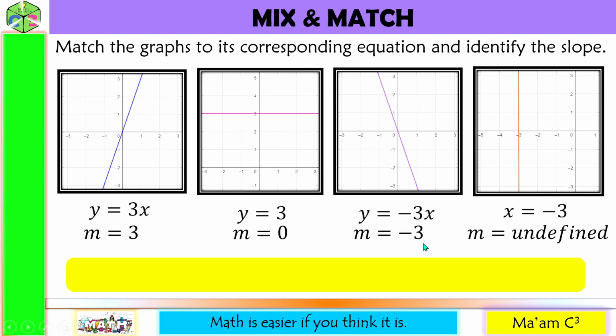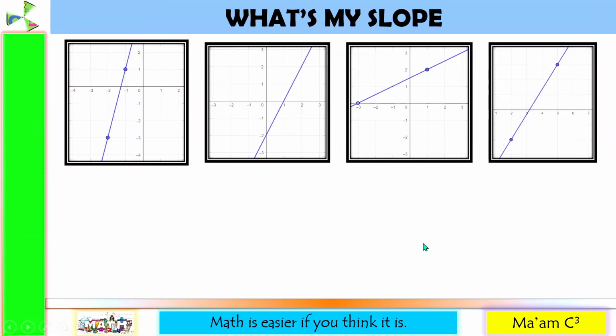Let's have another activity. What's my slope? Starting from this point, 1, 2, 3, 4 up and then 1 unit to the right, that is 4 over 1, m is equal to 4. This line starts from the y-intercept negative 2, goes 2 units up, and then 1 unit to the right. 2 over 1 is equal to 2.